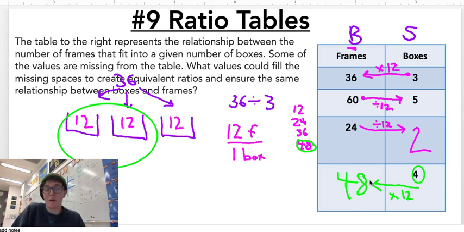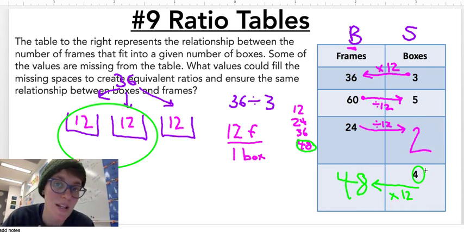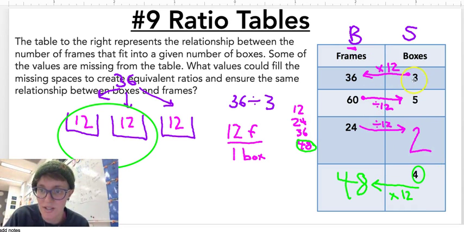I can look right now and make sure I did this correct. These numbers should be bigger. 36 and 3, good. 60 should be bigger than 5, good. 24 should be bigger than 2, good. And 48 is bigger than 4. And I also know that I can count by 12s. I like to go multiplication, so I know that 3 times 12 is 36. Check, I did that right. 5 times 12 is 60. Check. 2 times 12 is 24. And 4 times 12 is 48.